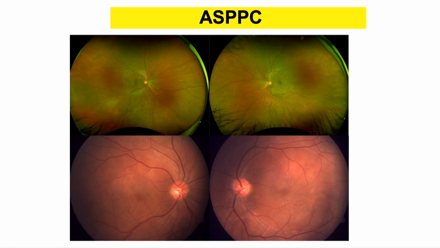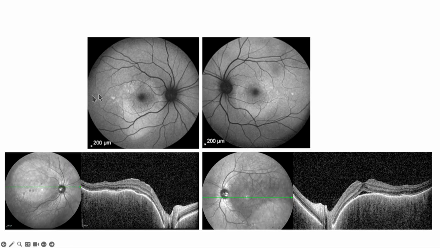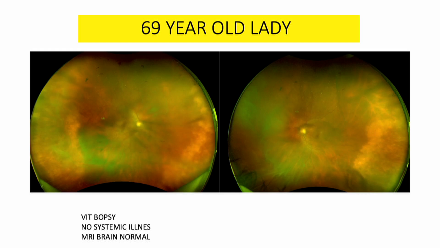ASPPC. ASPPC is acute syphilitic posterior placoid chorioretinitis. So this is one of the patients who presented to us. You see the fundus, nothing can be made out. We did an AF, and you can see this hyperfluorescent lesion here. And you see the OCT, there were hyperreflective materials over the RPE. So we suspected syphilis, and his TPHA was positive, and he's doing well with treatment.